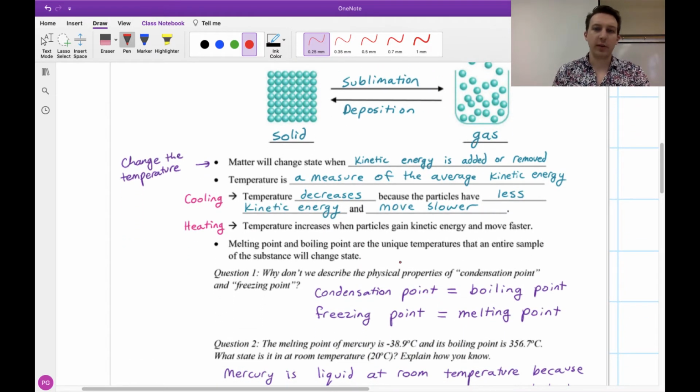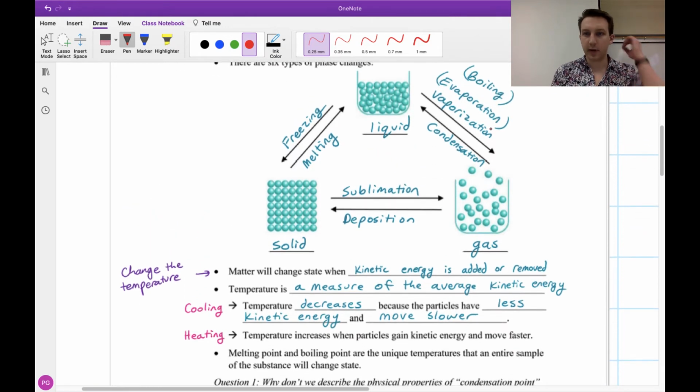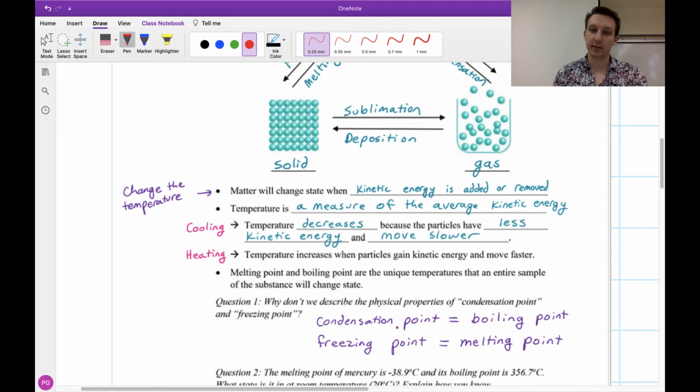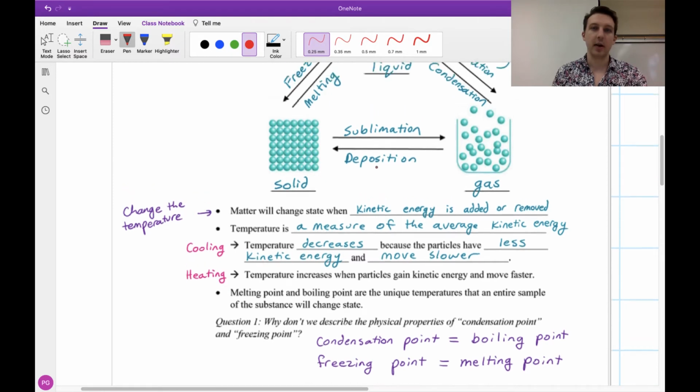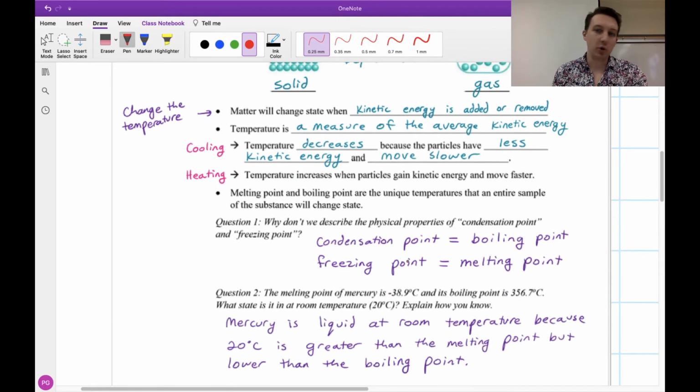Now you might wonder why we talk about melting and boiling points and not condensation or freezing points. Well, the temperature where this transition happens is the same in either direction. You can either call this the condensation point, gas to liquid, or the boiling point, liquid to gas. Those are the same thing. Same with freezing and melting. So it's the same temperature where this transition takes place. So you could call them this, they're just less common.